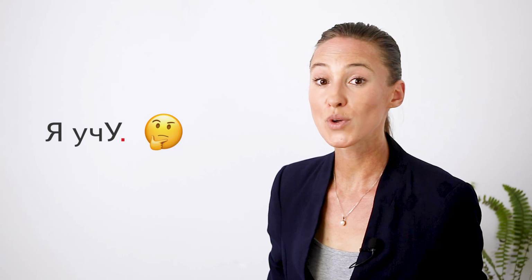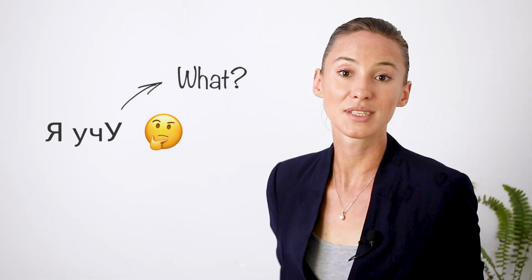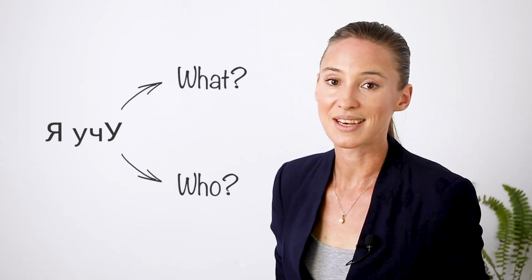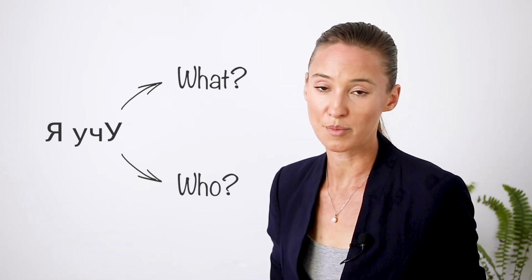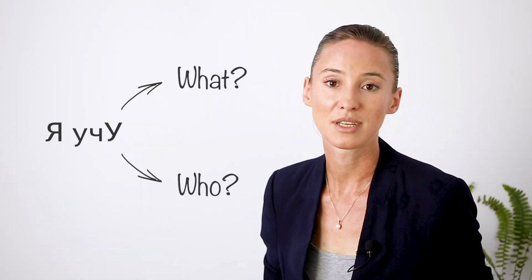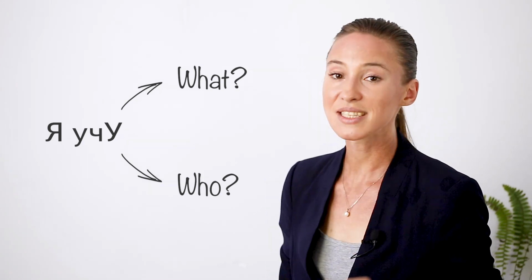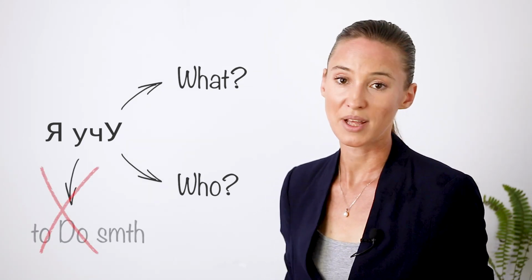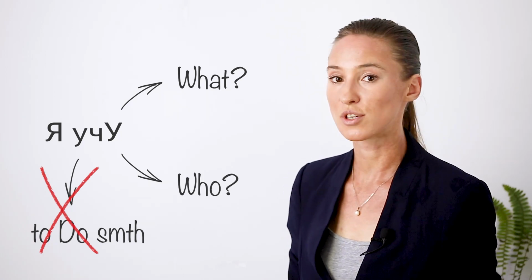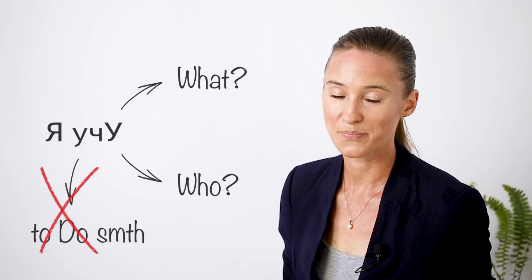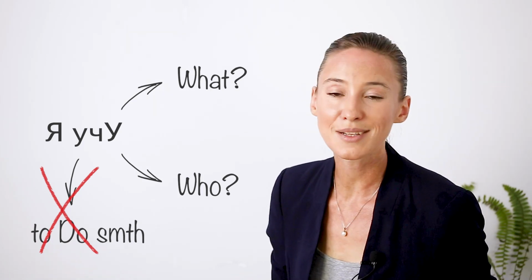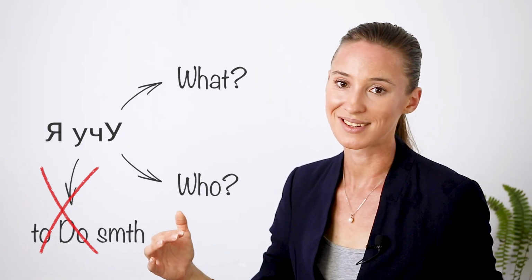An important part is that there must be a subject or an object following this verb. You can't just say я учу, period. A person would ask, learning what? Or teaching who? So once again, you have to use a subject or an object after this verb. A noun, speaking in terms of grammar. And you cannot put a verb after it, even if you're trying to say that you're learning how to do something. And if you do, it will still mean that you're teaching someone.